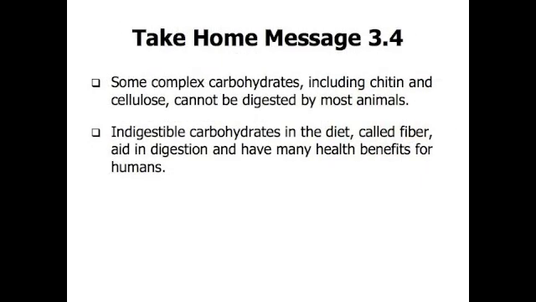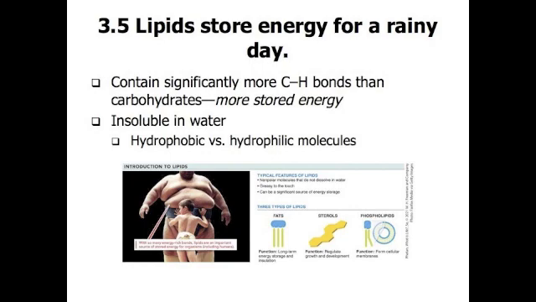And that brings us to our take-home message for section 3.4 of our book, and that is some complex carbohydrates, including chitin and cellulose, cannot be digested by most animals. Indigestible carbohydrates in the diet, called fiber, aid in digestion and have many health benefits for humans. Moving on, lipids are a second group of macromolecules important to all living organisms.